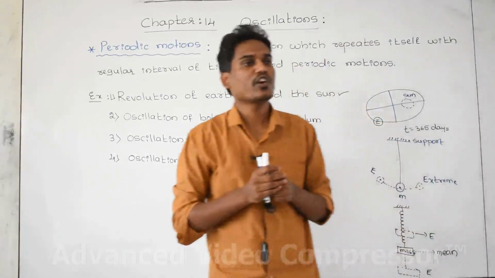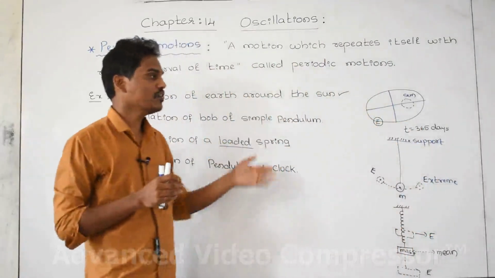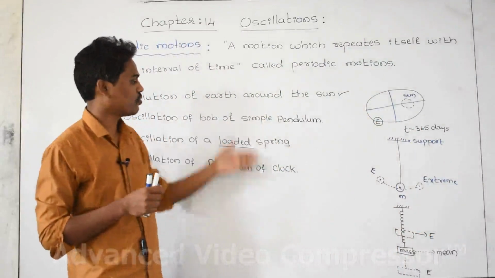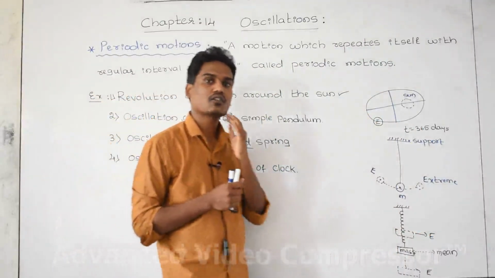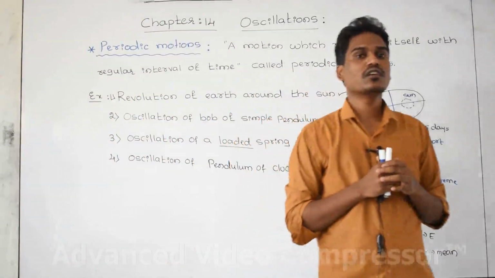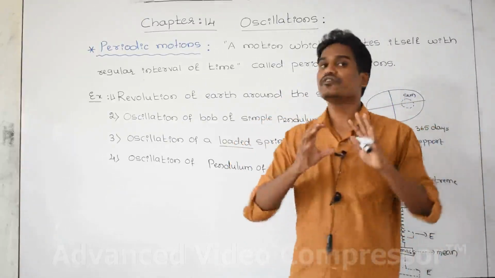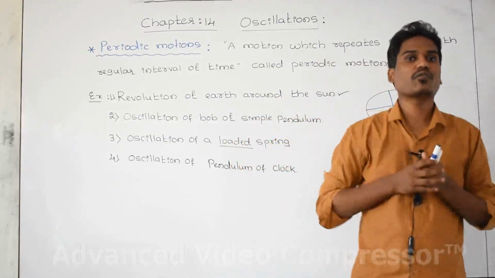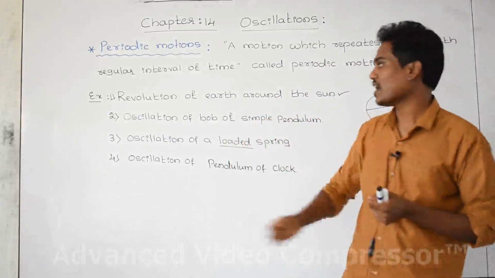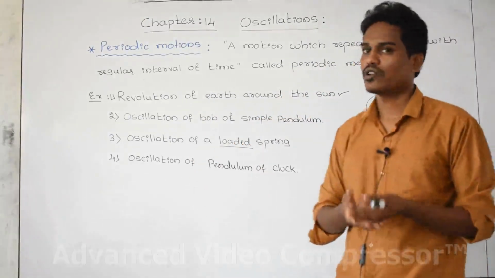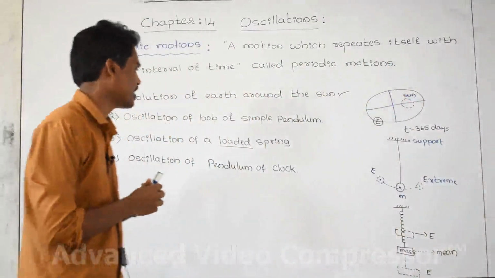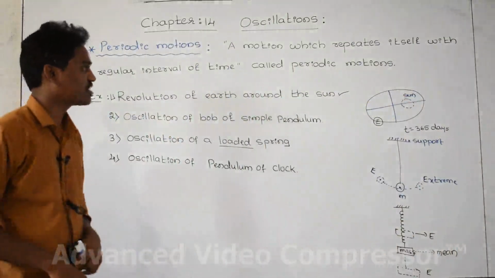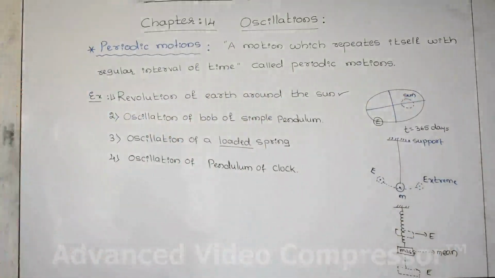The definition of periodic motion is very important, with examples. These are four simple or common examples for periodic motion. The definition is: motion which repeats itself with a regular interval of time is called a periodic motion, and these are the examples, and you can remember any one. And next we can study another concept.